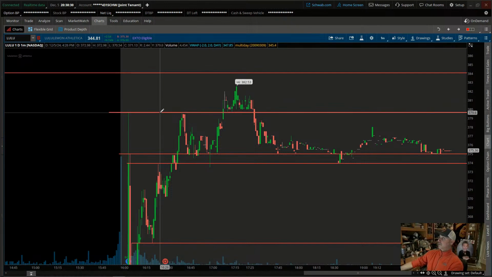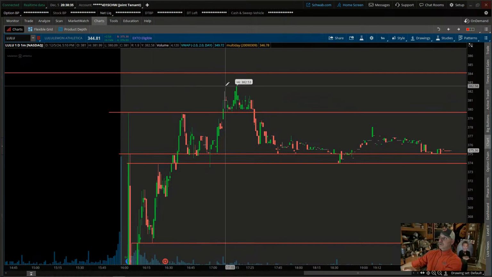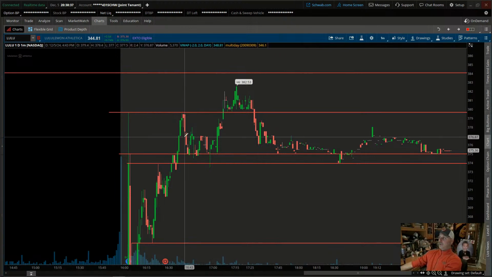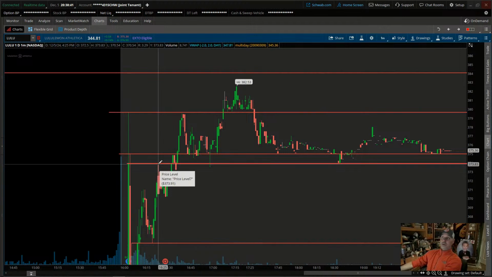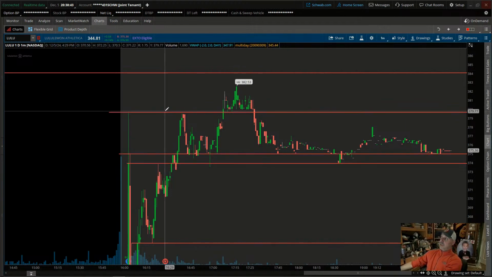And then it breaks 379.60, short it. And the 382 is going to be your stop. If it's in this lane tomorrow and it breaks down under this price, short it. And then you're going to use this and that.